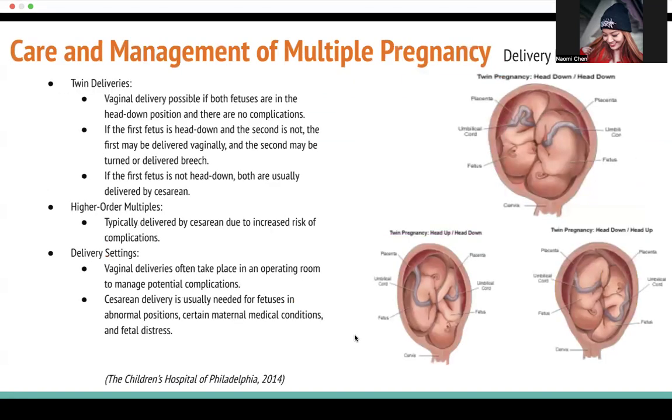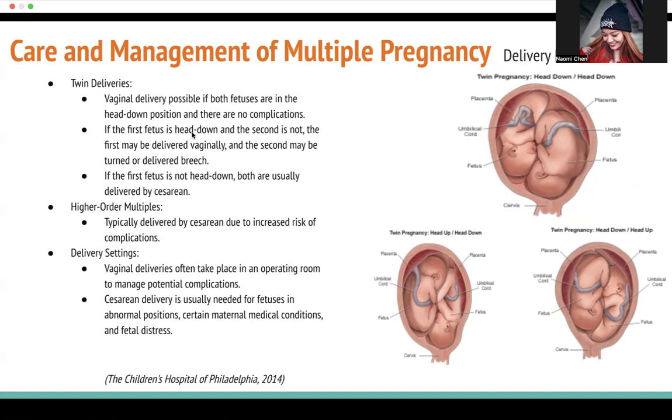Another very important topic is delivery method. For twin delivery, vaginal delivery is possible if both fetuses are in head down position and there are no complications, like this picture. So both twin A and twin B, they're head down. You can do vaginal delivery.